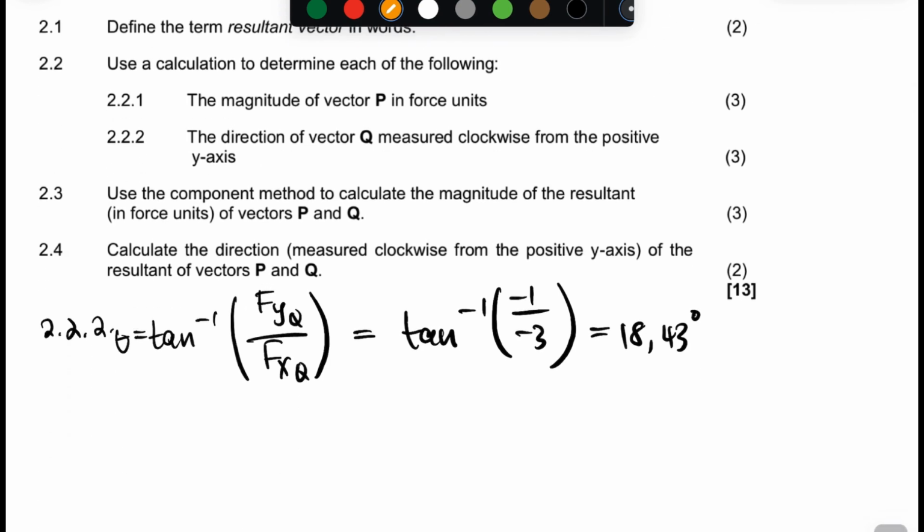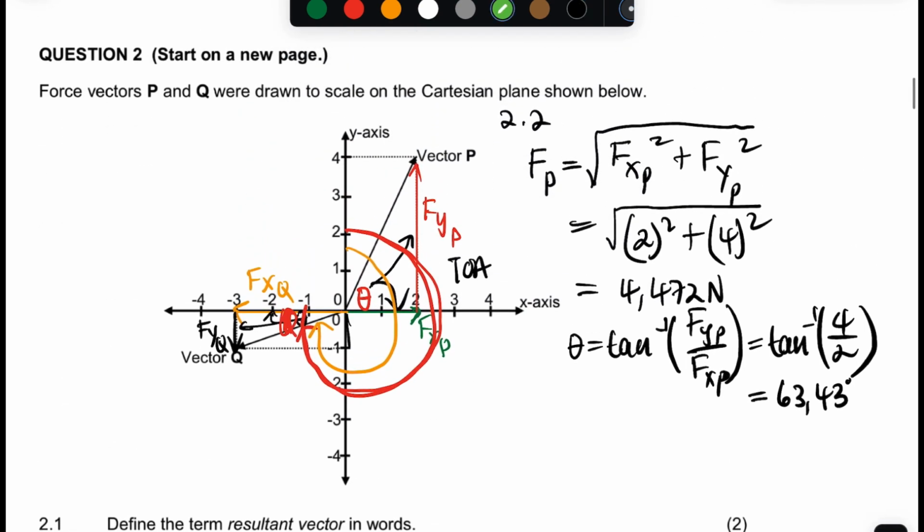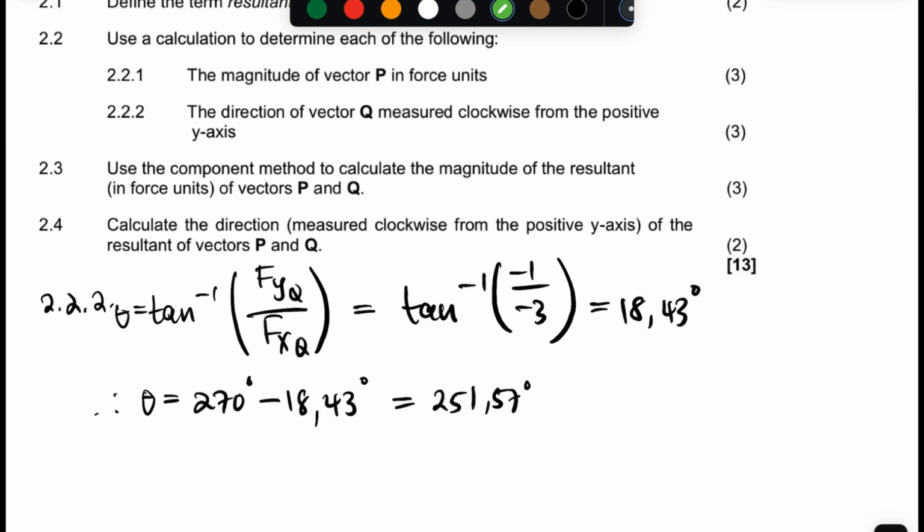So what are we going to do now? We'll say, therefore, this angle is what? 270 degrees minus 18.43 degrees. So the answer will be 251.57 degrees. This simply means that from here to here, it's 251.57 degrees.